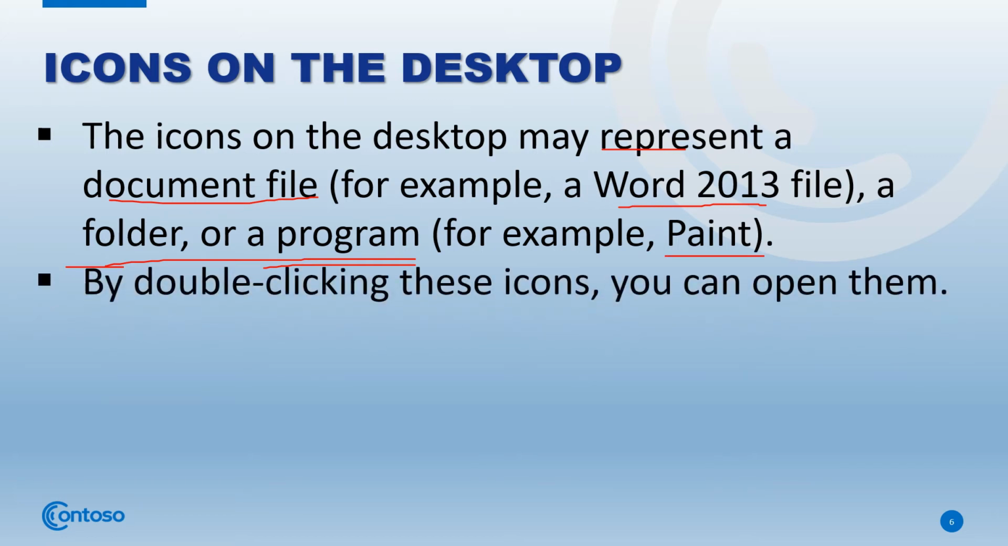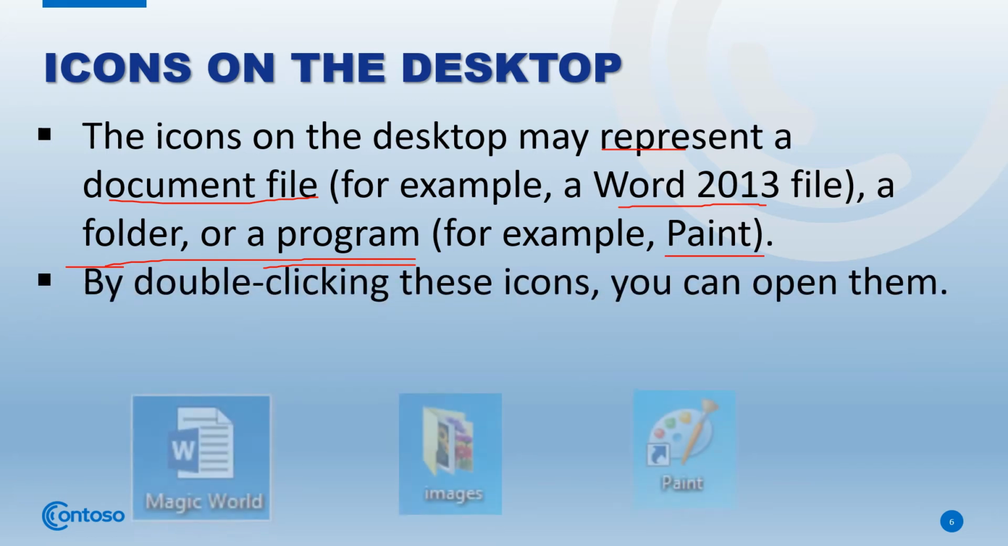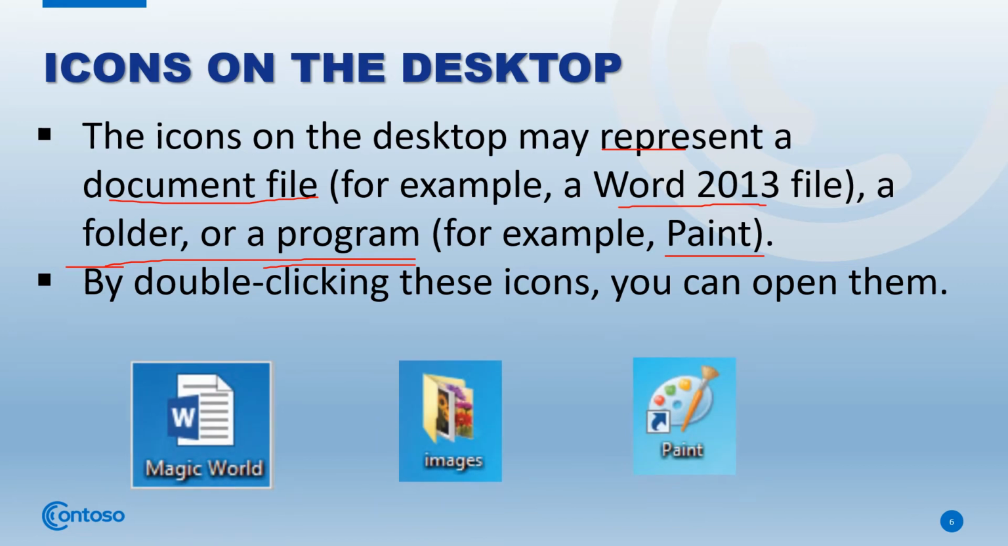By double clicking these icons you can open them. See, this is a Word document file. And this is a folder. Can you see small pictures like this in your computer? This is a folder, and this is Paint. This is a program. So these are some of the icons that you can see on the desktop.